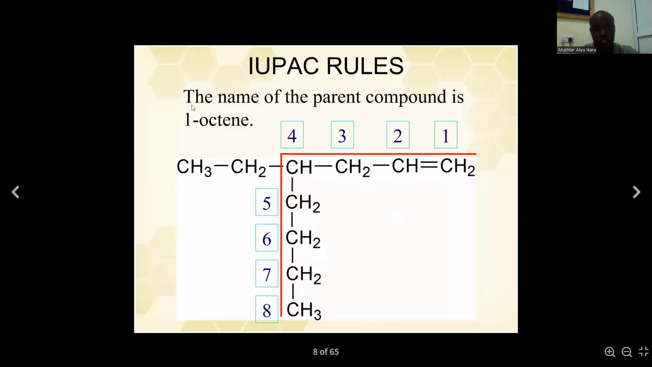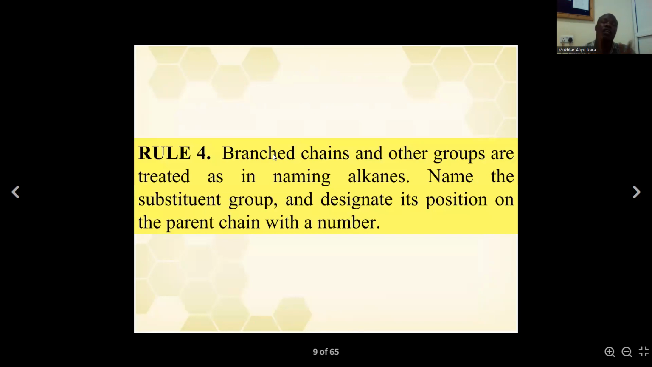So it means that the name of the parent compound is 1-octene. After indicating the longest carbon chain, the next thing that we are going to do is look at the branching and other groups that are attached as substituents on the carbon chain.